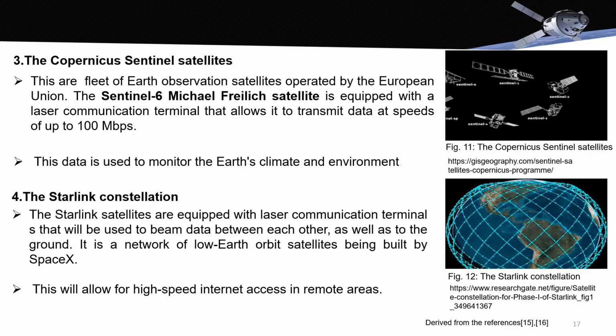From figure 11, we can see the Copernicus Sentinel satellite. The data from the Sentinel satellite is used to monitor the Earth's climate and environment. It is used to track changes in sea level, ice cover and vegetation. Also, it is used to monitor natural disasters such as floods and earthquakes.